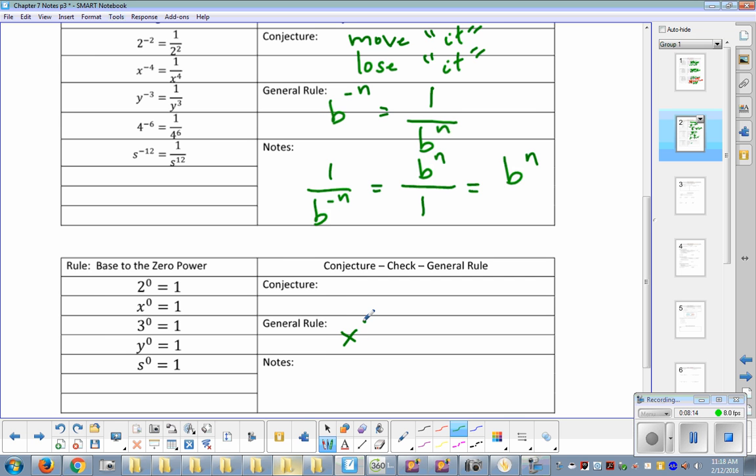Anything raised to 0 is equal to 1, provided that your x is not equal to 0. Note that we can't apply 0 raised to 0. We do not have a value for this. This is undefined. So anything, except 0, if you raise it to 0, will be equal to 1. Just be careful. We can't have a base equal to 0 when you're raising the base to 0.